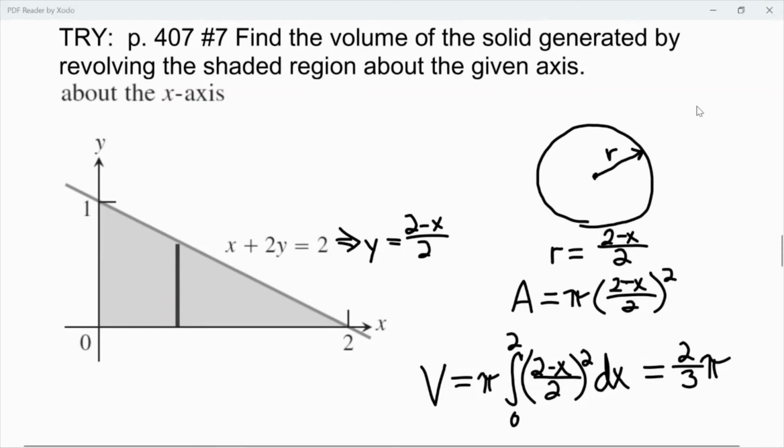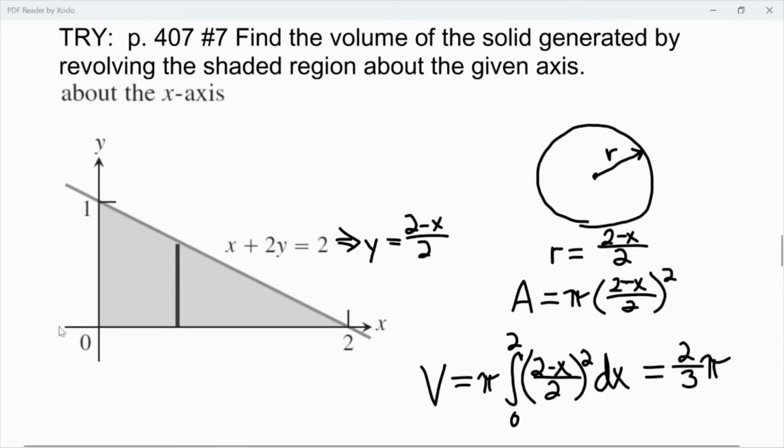Okay, so here's what I ended up with as my solution. You can see that they gave us this equation, x plus 2y is equal to 2. Well, I really need y in terms of x. So I went through and I said, okay, what's y in terms of x? Y is (2 minus x) over 2. So that's my radius.